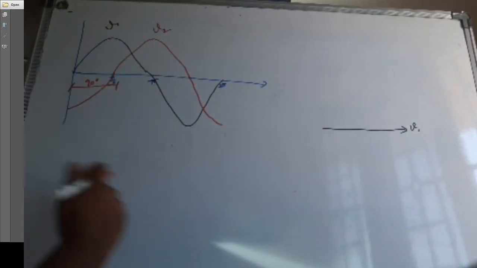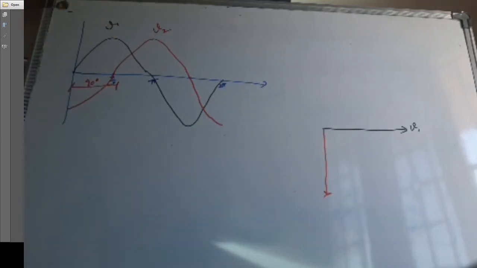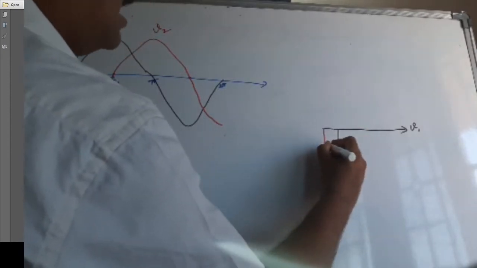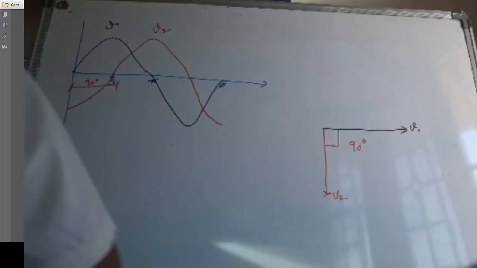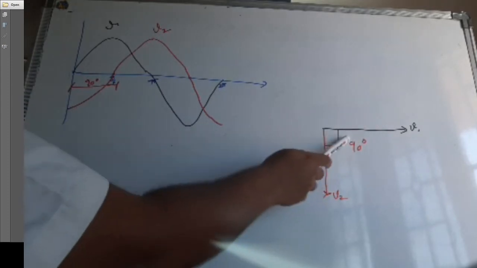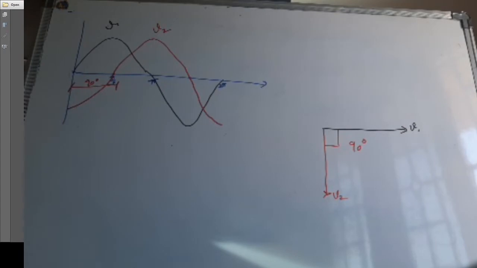Now, how am I going to represent this? Since this is lagging, I'm going to draw a downward arrow, and this is represented by V2. This angle we call 90 degrees. This is the phasor representation of these two. That is, V1 leads V2 by an angle of 90 degrees.